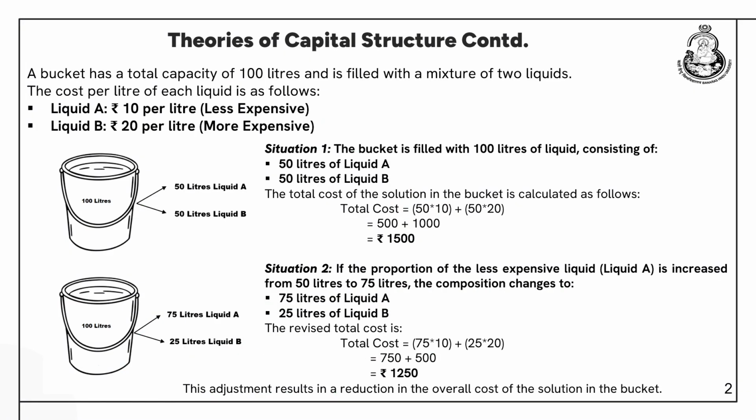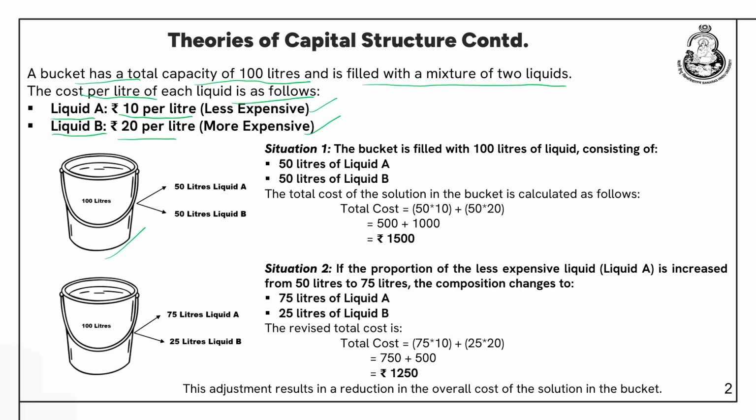Before understanding these theories better, let us take a very simple example so that we have an idea of how it works. Let us say a bucket has a total capacity of 100 liters and it is filled with a mixture of 2 liquids, and the cost of both the liquids is given as follows. Liquid A costs rupees 10 per liter and liquid B costs rupees 20 per liter. So, liquid A is less expensive and liquid B is more expensive. You can see the image in front of you.